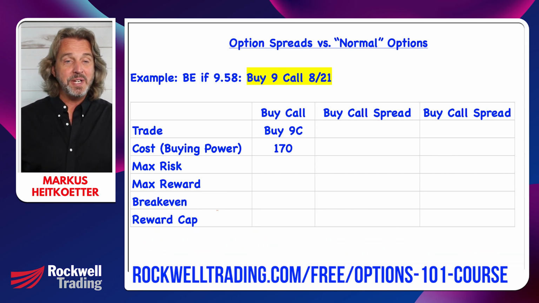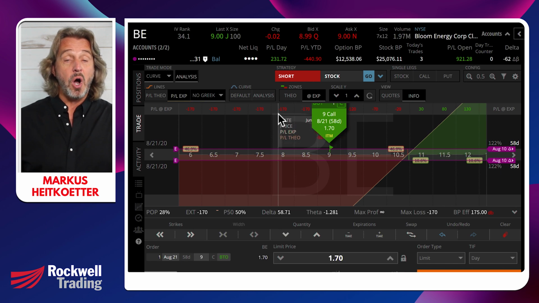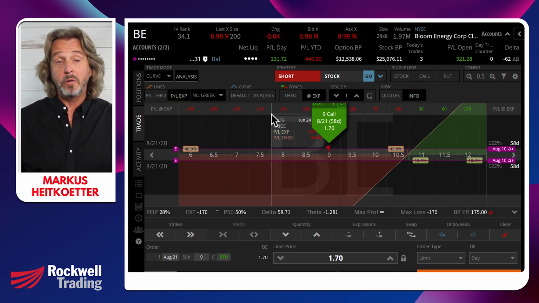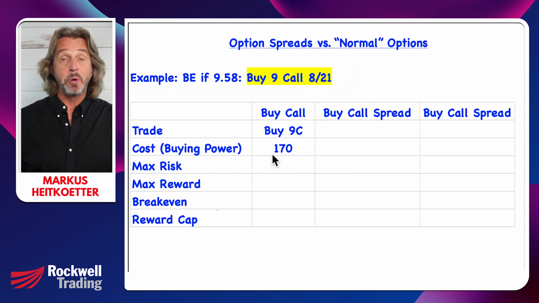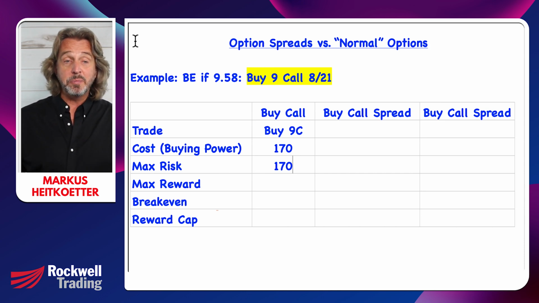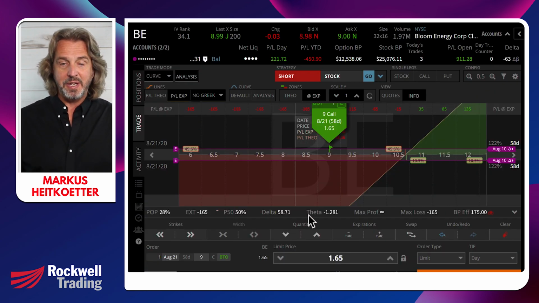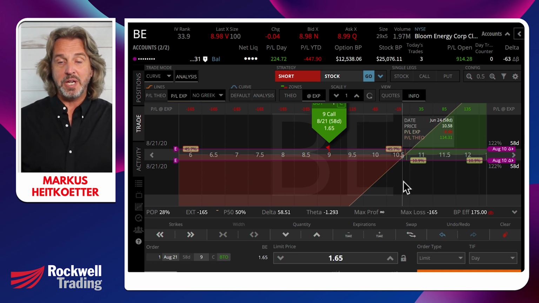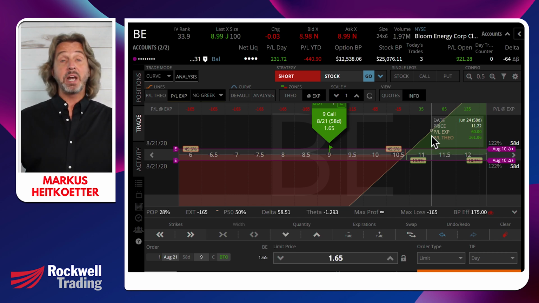Anyhow, the max risk is always exactly the amount that you are bringing to the table, the amount that you are buying this call for. So in this case, if you're buying this call for $1.70, your maximum risk is $170. The maximum reward, the maximum profit, is unlimited, because as soon as this goes above $10.70, you can make money pretty much unlimited.